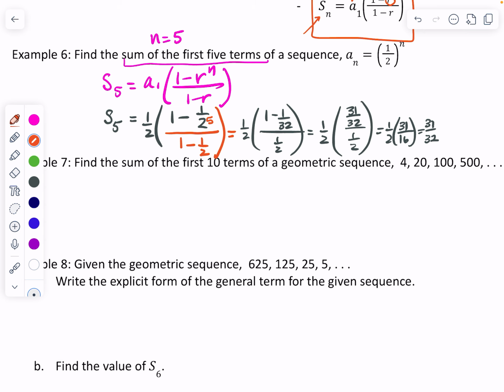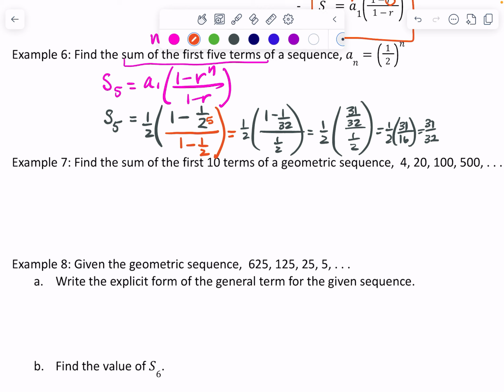This is actually a convergent series. We'll talk about that a little bit later. And I continue. Sum of the first 10 terms. So again, very straightforward, sum of 10 terms.